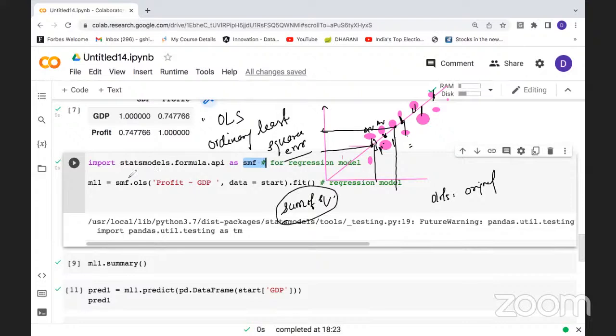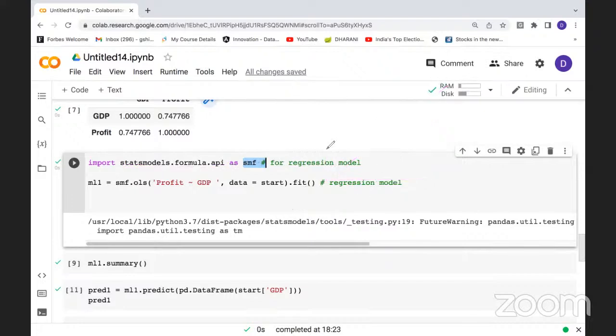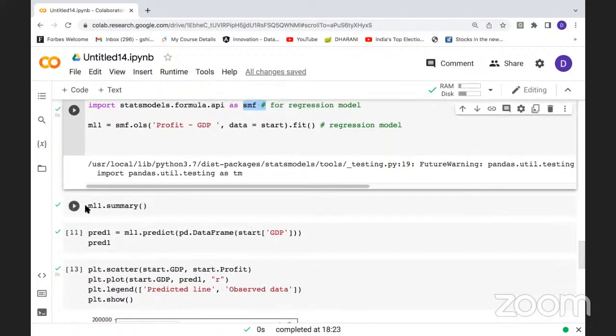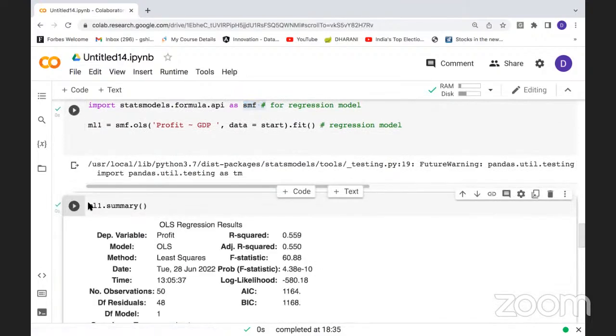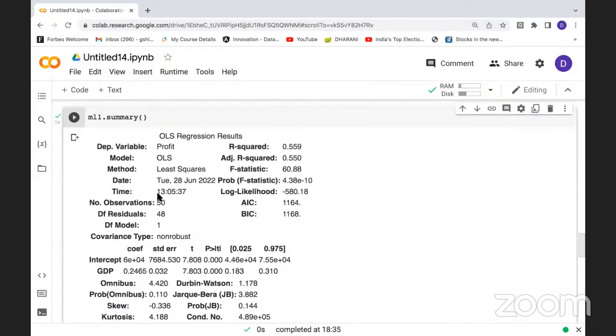So that is the OLS technique, which is available in statsmodel.formula.api. And the formula is y tilde x. What is my y? What is my x? This is my data. I'm fitting it. So I'm fitting my model, taking only 2 inputs. Once I check the summary here, this is the summary.